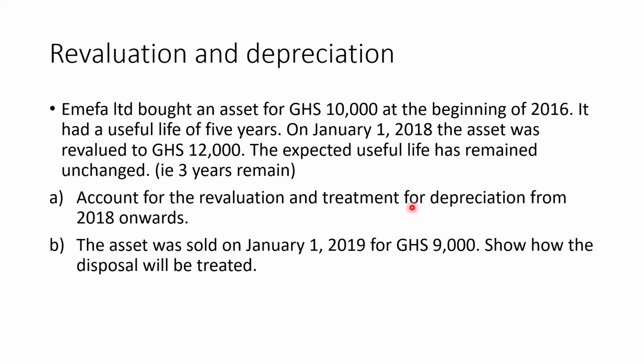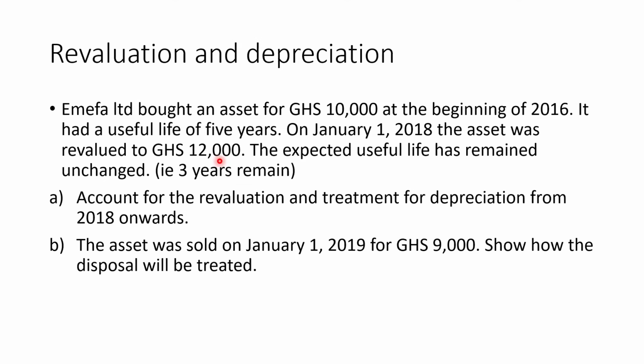Good. How did you get 4,000? That's the depreciation per annum of 2,000 times 2 years. That's the accumulated depreciation. Good. So on 1st January 2018, the asset was revalued. Anytime you are revaluing assets, you have to compare the revalued amount or the fair value to the carrying amount. So what's the carrying value of the asset as at the time of the revaluation?